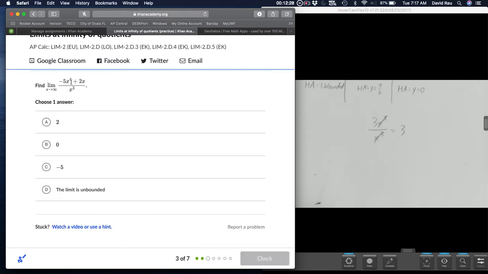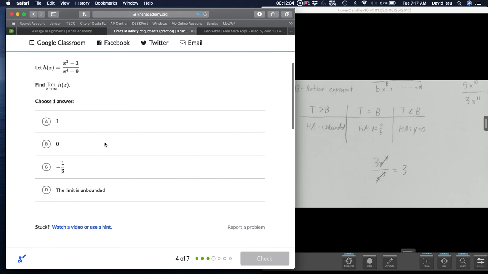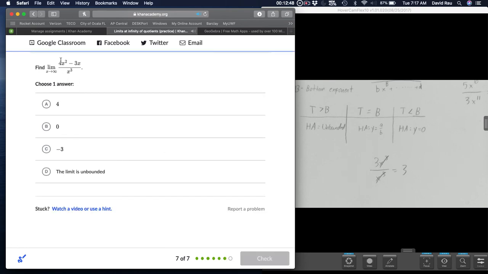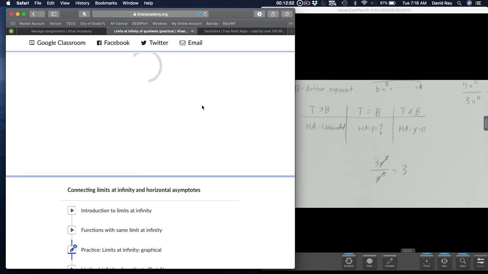Moving right along, this time the top is greater than the bottom. That's going to be unbounded. And we're just going to move through these really quick now. Top is less than the bottom, 0. Top is equal to the bottom, so divide the coefficients up front. Negative 6 over 1 is negative 6. Top is greater than the bottom, unbounded. And top is less than the bottom, 0. Okay, so it goes by pretty quick.